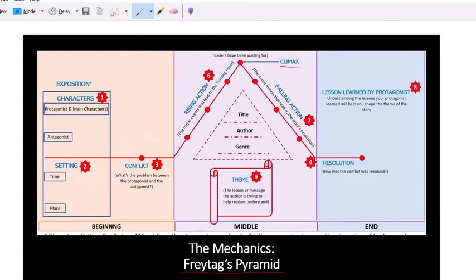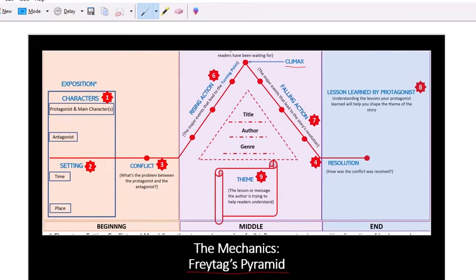So when we talk about plot, the beginning, the middle, and the end of the story, I have a little diagram for you to kind of lead us through that to start with. If I can pull it up and pull it over. There we go. Okay. Sorry for the technical delay there.